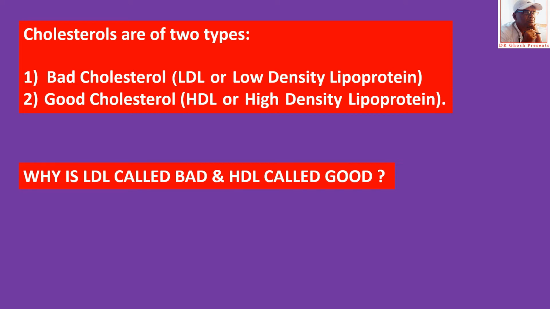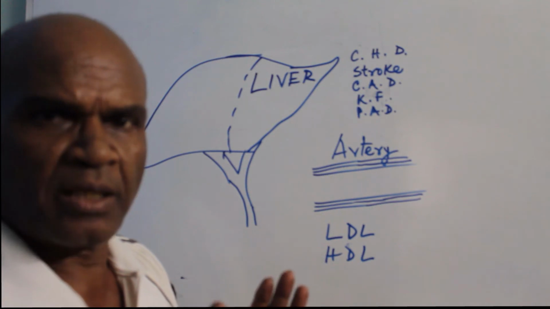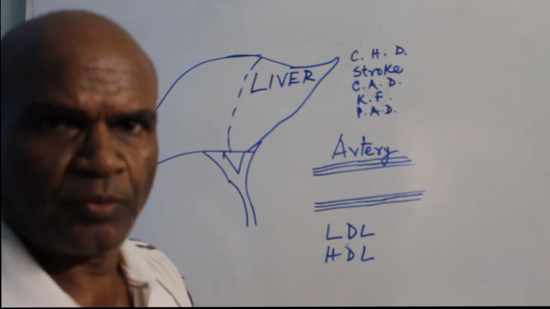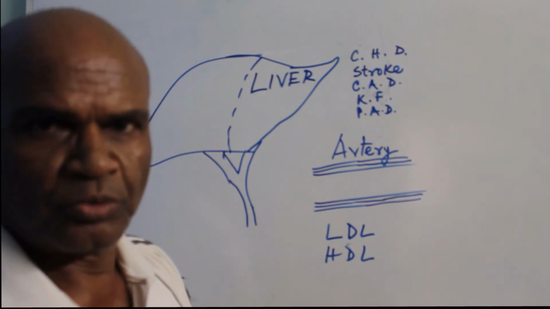Now cholesterols are of two types. Bad cholesterol, called LDL, low density lipoprotein. Good cholesterol, HDL or high density lipoprotein. Now, why is LDL called bad and HDL called good? It will be soon demonstrated with the help of a board and pen, with a proper diagram. Why is LDL a bad cholesterol? What does it do?